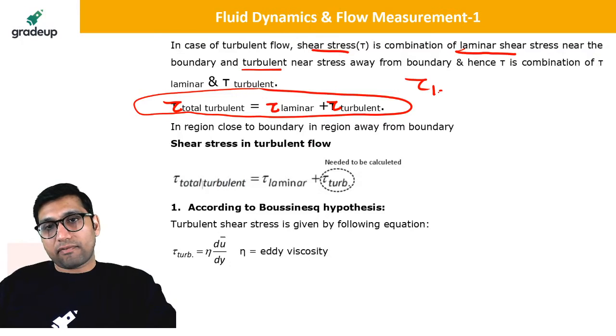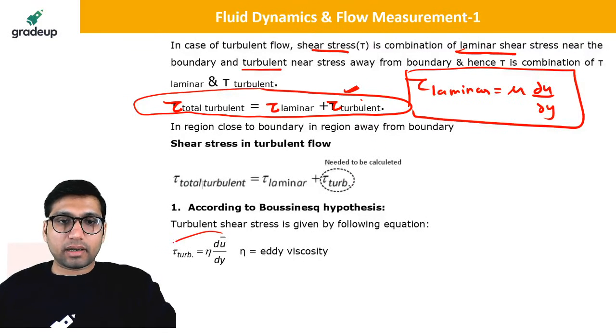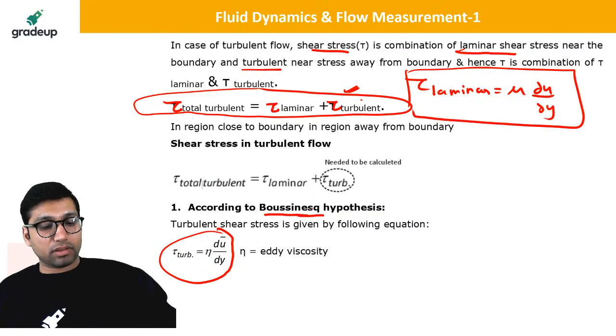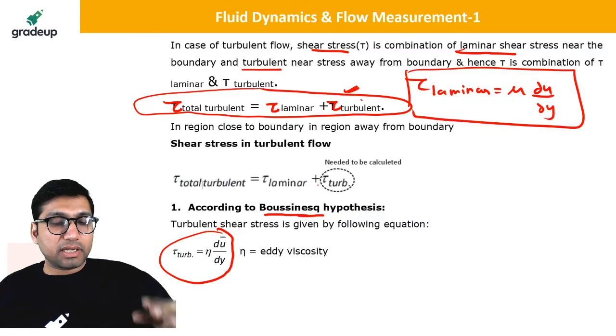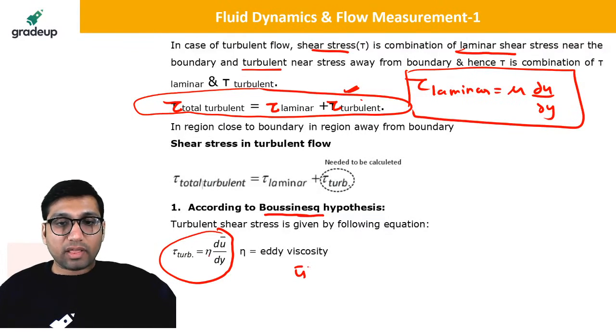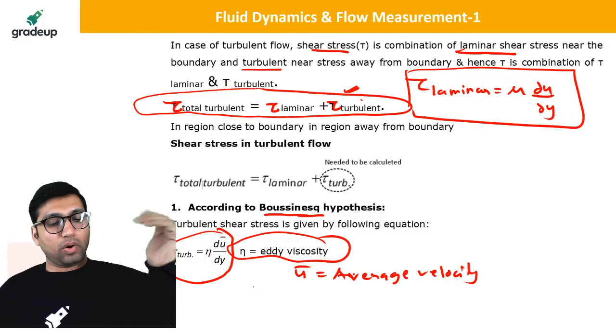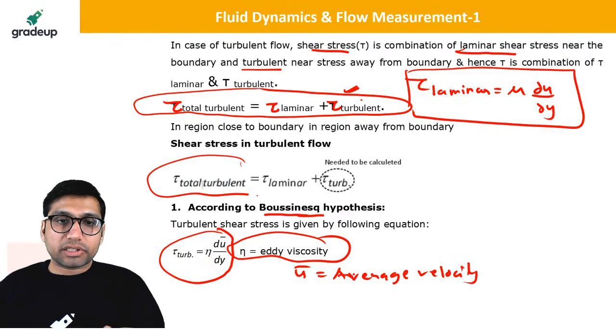Shear stress in the laminar flow or viscous flow is equal to mu times du by dy, which can be easily found by Newton's law of viscosity. But what about the shear stress in the turbulent flow? That is a question. Now shear stress in the turbulent flow can be found by using this equation by Boussinesq hypothesis. According to Boussinesq, the shear stress in the turbulent flow is equal to eta times du by dy, where u is the average velocity and eta is the eddy viscosity.